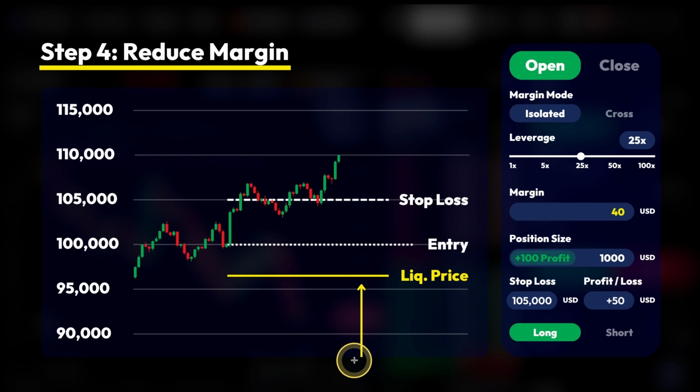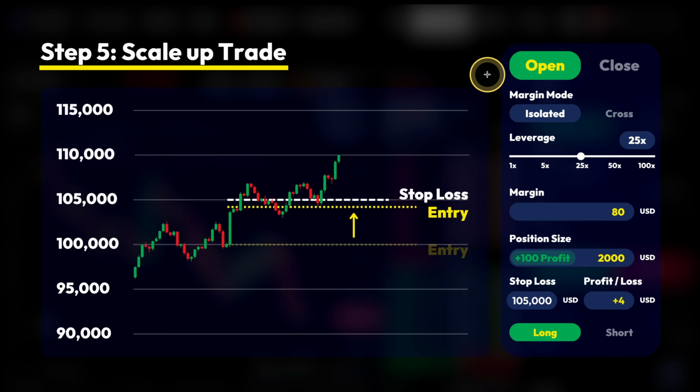One thing we also notice is that our liquidation price, of course, now increases to around $96,000 to $97,000. But in this case, it doesn't concern us because we've secured ourselves with a stop loss in profit anyway. We can now use this freed up capital, for example, to open further trades or to even further increase this trade. And that brings us to step 5, which is to scale up the trade.